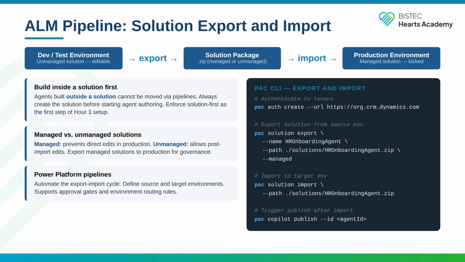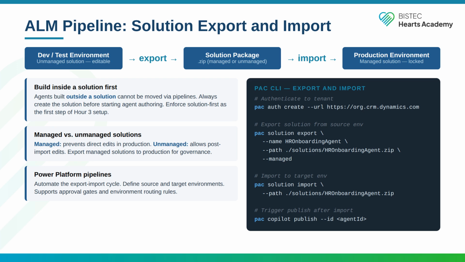The environment flow for a governed deployment is: a development environment holds an unmanaged solution where the agent is built and iterated. When the agent is ready for production, the solution is exported as a managed package, a zip file. That package is imported into the production environment, where it arrives as a managed solution that is locked against direct edits. Changes to the agent in production must arrive via the pipeline, not through the production authoring surface.